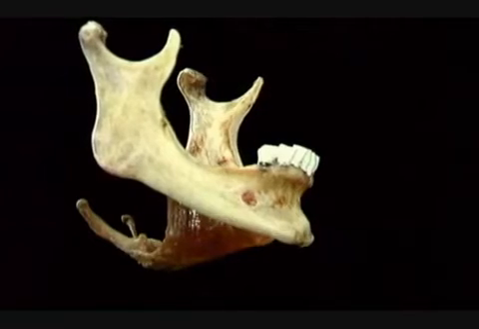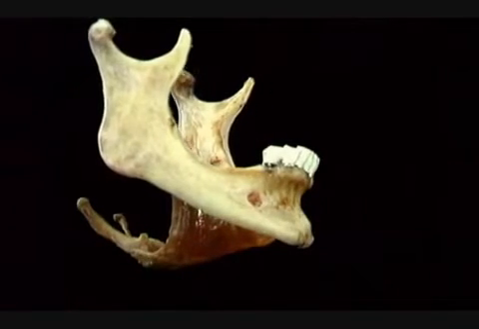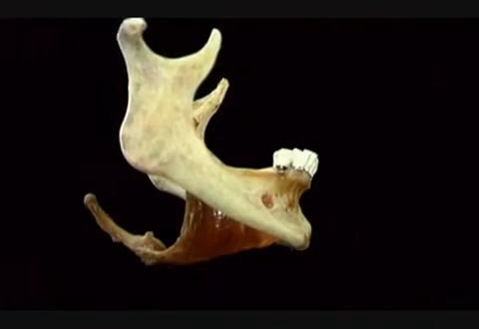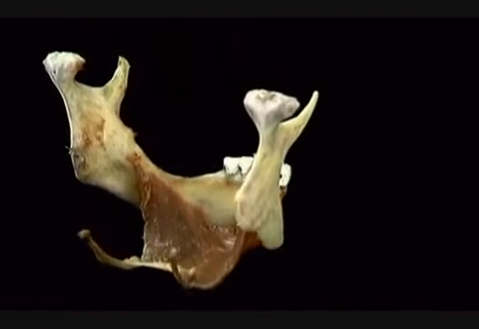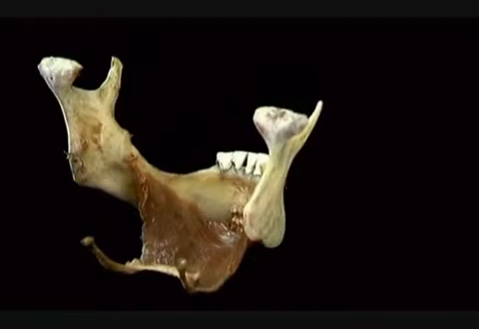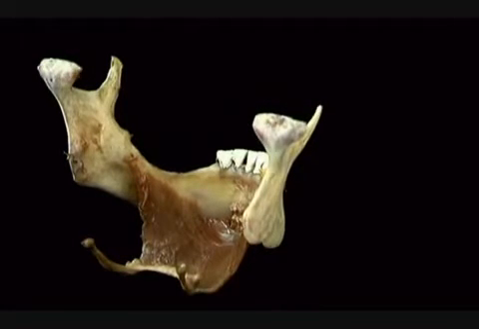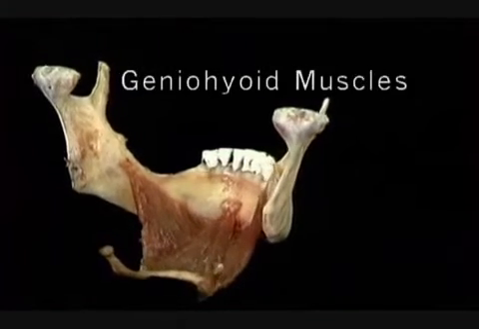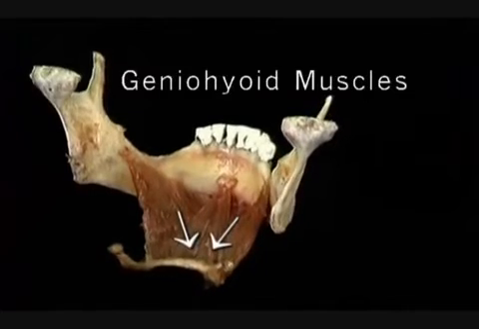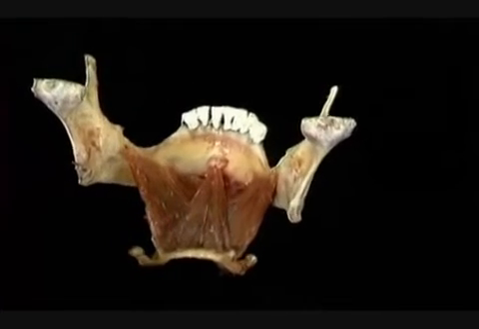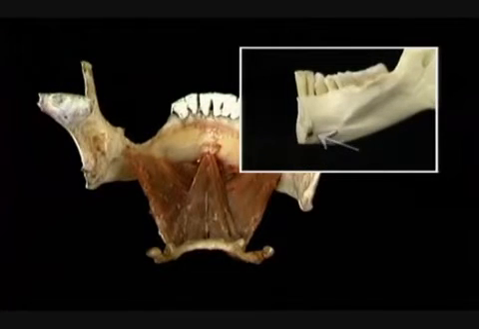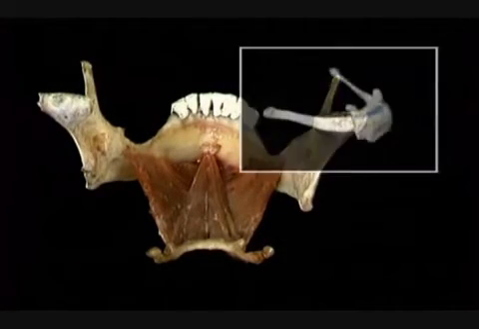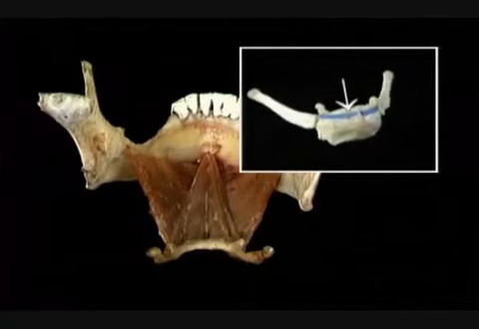The mylohyoid muscle has a free posterior border, which runs straight downwards when seen from the side, also a little inward when seen from behind. Now we'll add the 2 geniohyoid muscles to the picture. Here they are. They lie above the mylohyoid. On each side, the geniohyoid arises from the lower part of the mental spine. It inserts here, on the body of the hyoid bone.